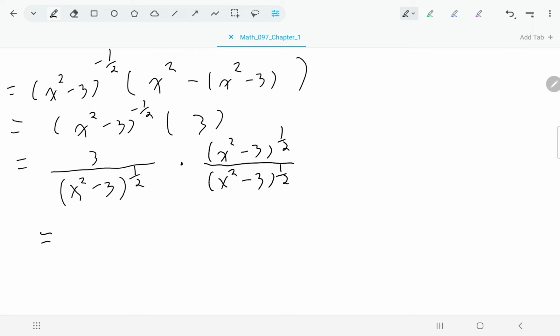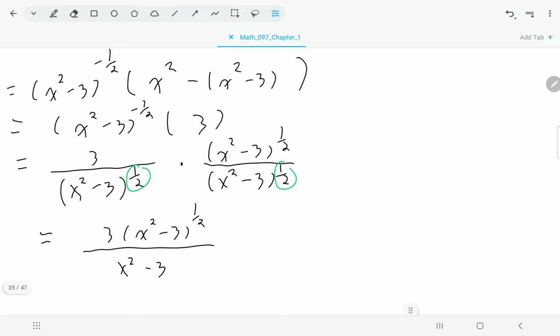So on the top, I'll have 3 times x squared minus 3 to the 1/2. And in the denominator, when I multiply x squared minus 3 to the half times x squared minus 3 to the half, I get x squared minus 3 to the half plus a half, which is 1. In other words, I just get x squared minus 3 in my denominator. And now that should be in simplest terms.